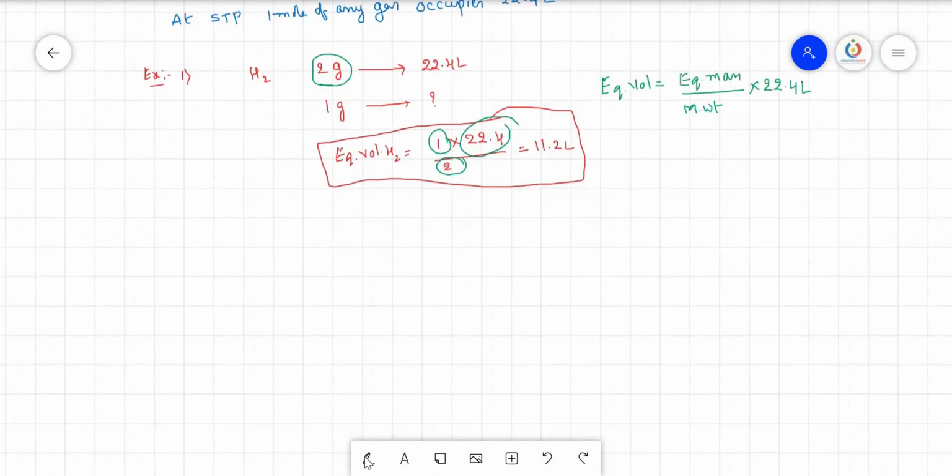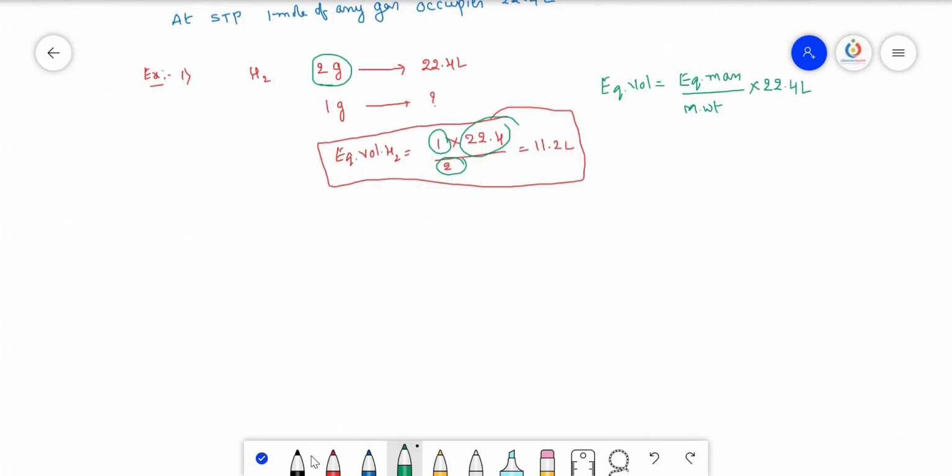Now let's try to calculate the equivalent volume of different gases. Let us take oxygen. So equivalent volume of oxygen is equal to equivalent mass of oxygen, which is 8 grams, divided by its molecular mass, which is 32 grams, into 22.4 liters. So it goes 4 times, so we get 5.6 liters. So that equivalent volume is 5.6 liters.